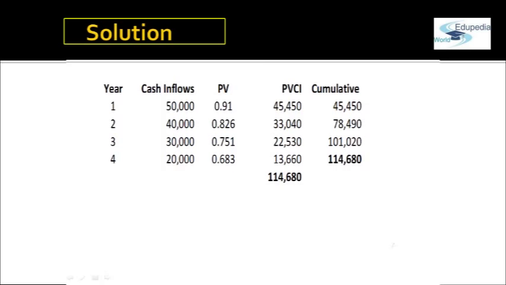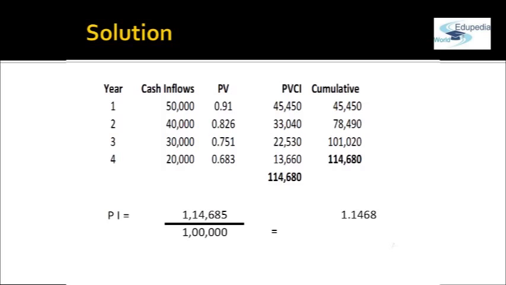So in all the 4 years, the cash flow actually has a PVCI of 1,14,680. So PI will be PVCI by PVCO, which is 1,14,680 divided by PVCO, 1 lakh rupees. So profitability index is 1.1468. Since this PI is more than 1, this project is acceptable.